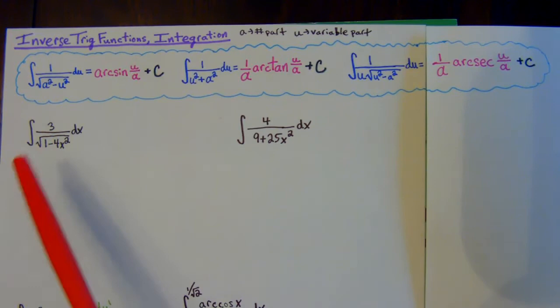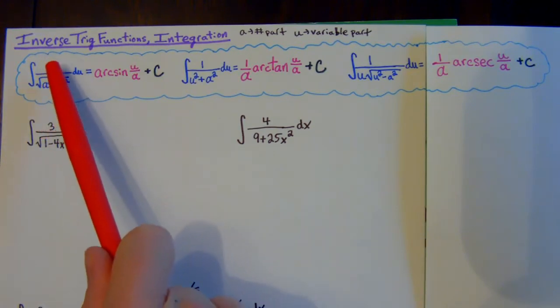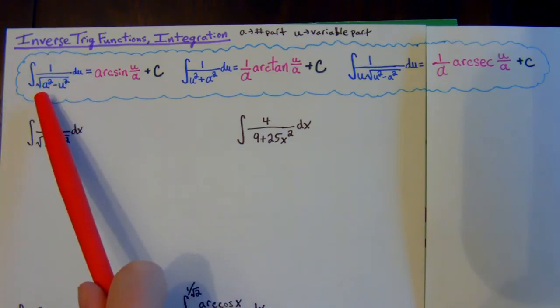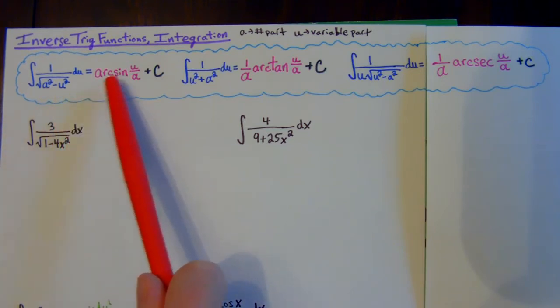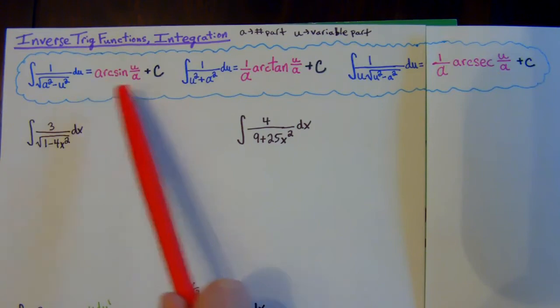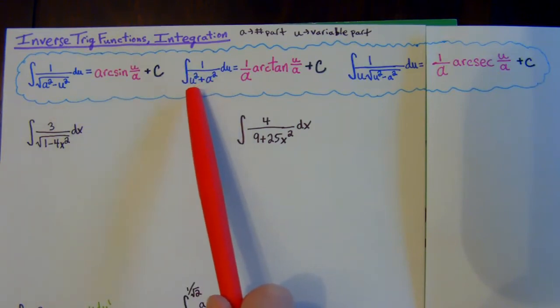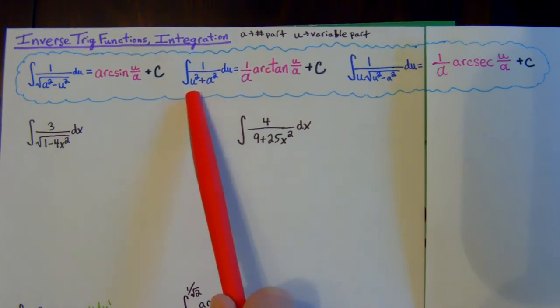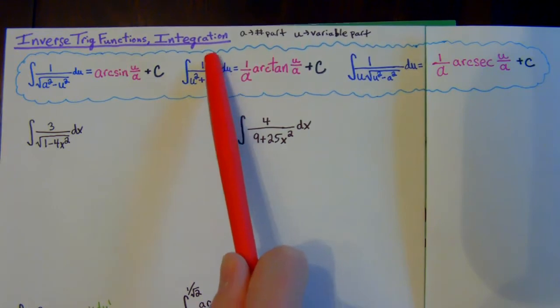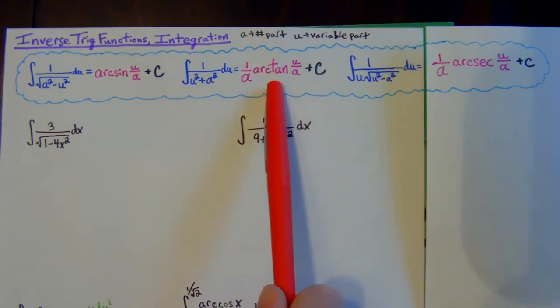So when we see things like 1 over, or even a 4 over, or just a number over the square root of something like 9 minus 25x squared, we have a number part squared minus a variable part squared. That's going to be the arcsine pattern. When we see no square roots and we see something like 25x squared plus 9, or 49x squared plus 36, a variable part squared plus a number part squared, that's going to be the arctangent pattern.